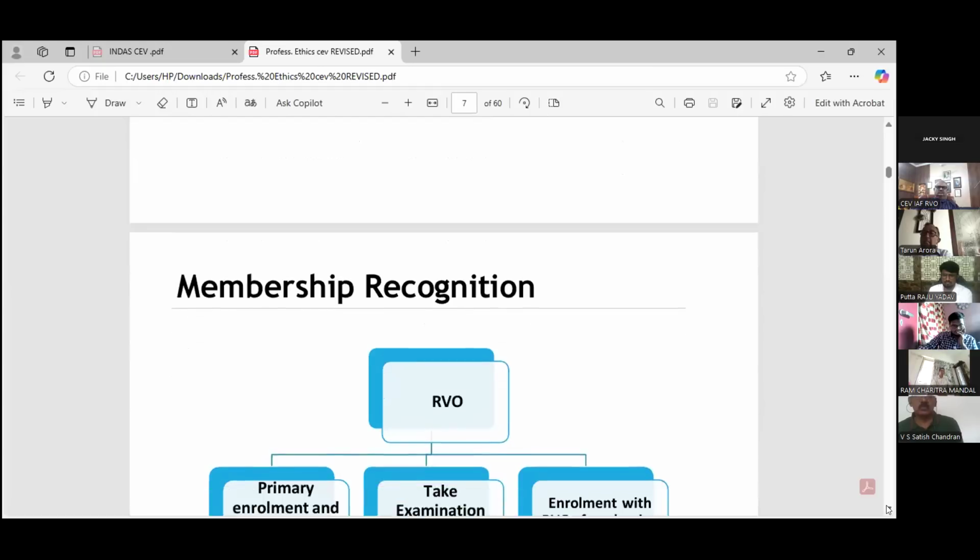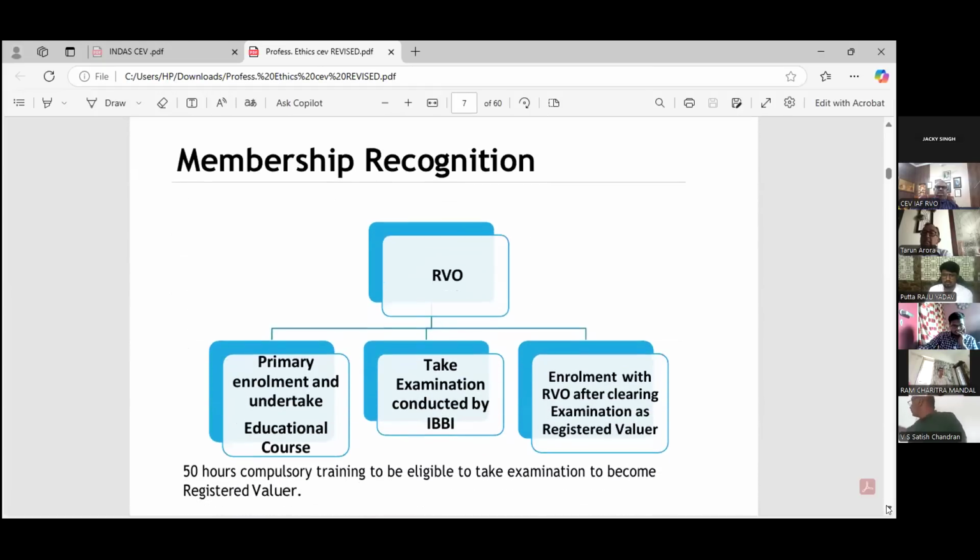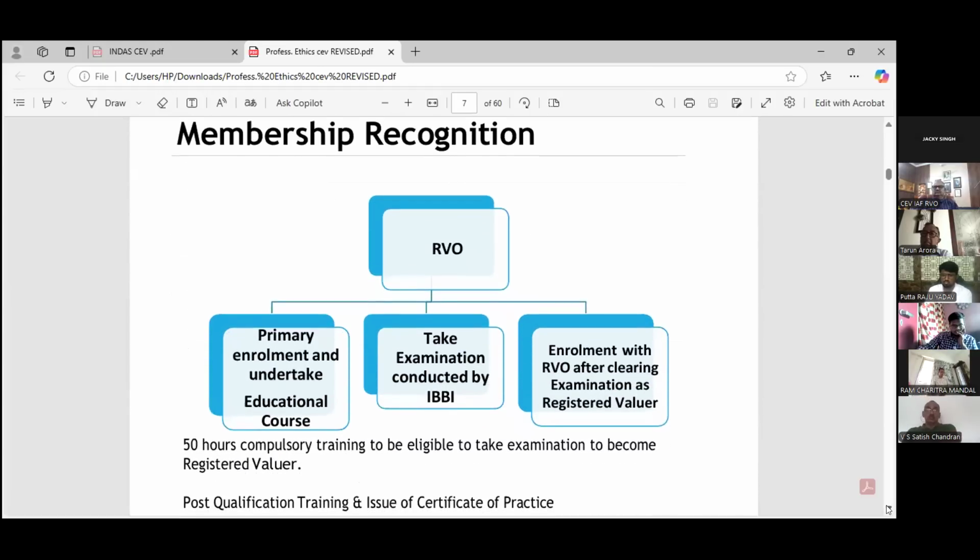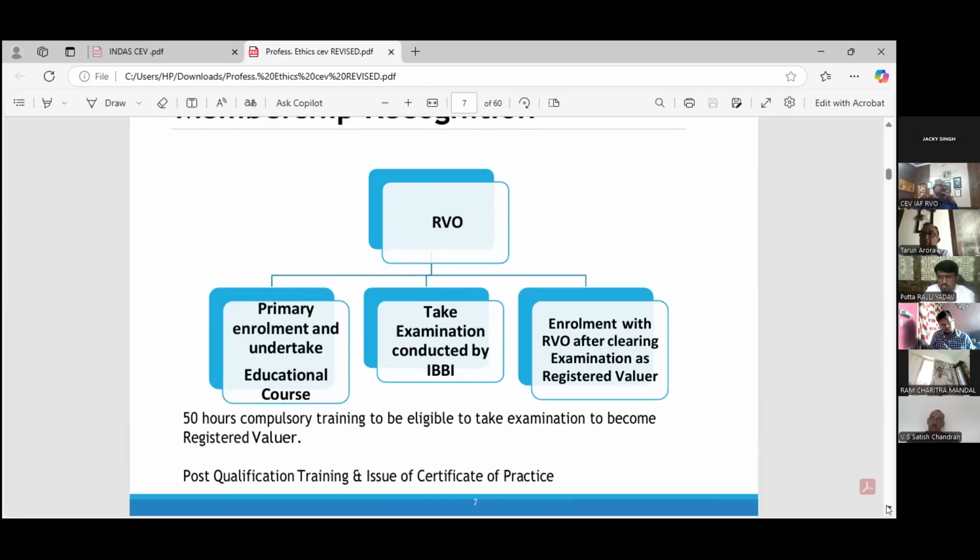Then we come to the membership recognition. After you have taken the primary enrollment and undertaken the educational course, once you complete the 50 hours, you take the examination conducted by the IBBI. As well, you also enroll with an RVO. After clearing the exam and enrolling with the RVO as a registered valuer, after you qualify they will conduct a 1-day post-qualification training. In there, they will issue a certificate of practice.